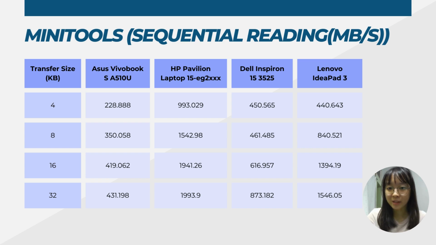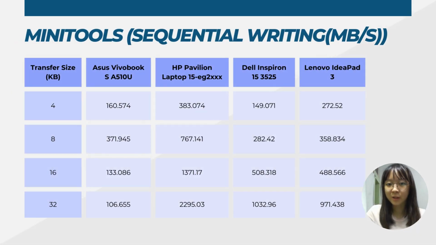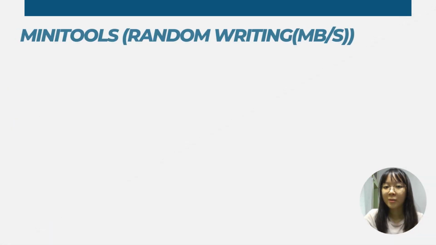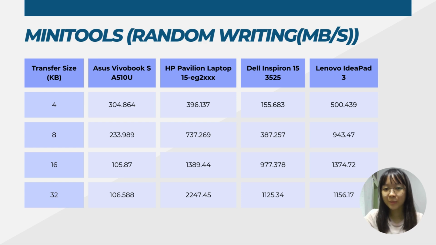So next, we will use Mini tools to do our disk benchmarking, and we found out that the HP Pavilion laptop has the best performance in sequential reading of different sizes of data, while Asus VivoBook has the lowest performance. From here, we know that HP Pavilion laptop has the highest speed in sequential writing, while Asus VivoBook has the lowest speed. In random reading, HP Pavilion laptop also has the highest performance. While in random writing, HP Pavilion laptop has the highest speed, while Asus VivoBook has the lowest speed.